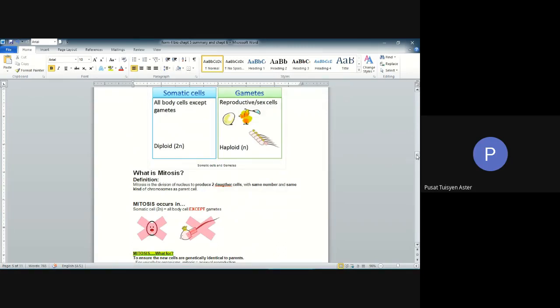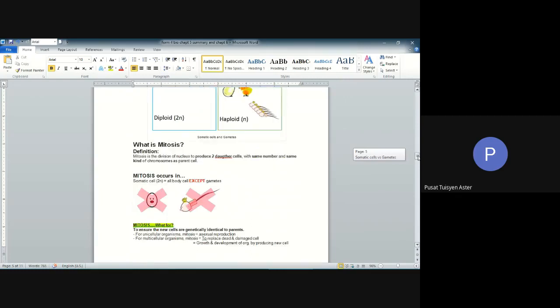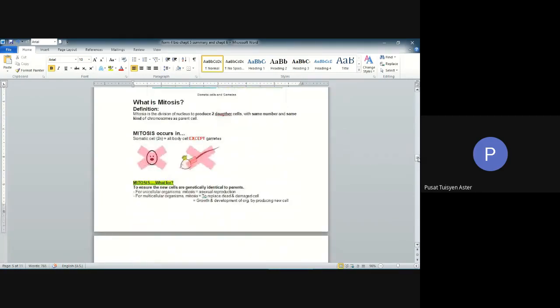I already told you, just a short recap. Mitosis is the division of nucleus to produce two daughter cells, the same number and same kind of chromosomes as the parent cell. Contohnya, mitosis doesn't need DNA from our parents. Okay? It's something we already had from the initial stage, right? It's like mitosis happening, your skin is growing, right?